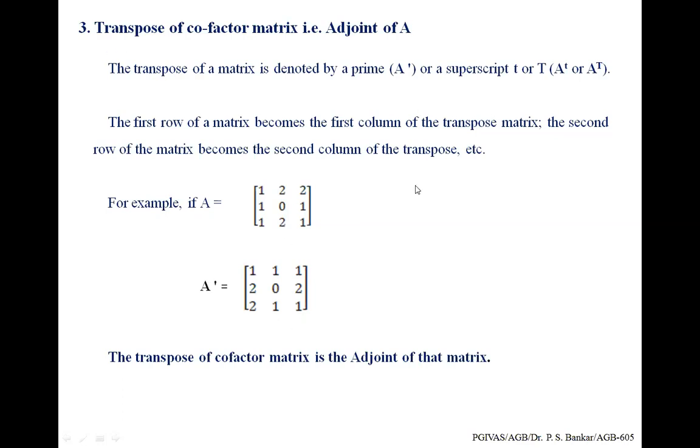So this is the third step in the adjoint method, to transpose the cofactor matrix. Whatever cofactor matrix we have received, we are going to transpose it. Now the transpose of the cofactor matrix is known as the adjoint of the matrix.